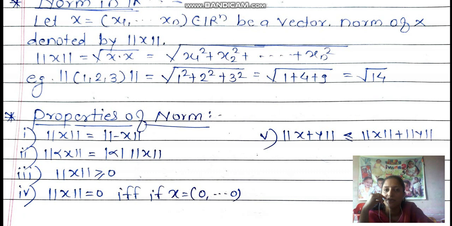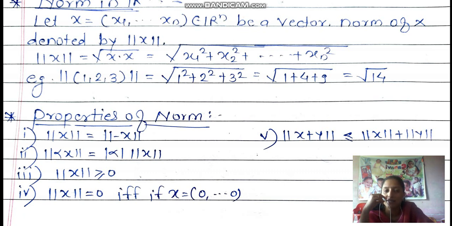Square root of 1 square plus 2 square plus 3 square is equal to root 14. Get it? Now what are the properties of norms? There are 5 properties of norms. First one is norm of x is equal to norm of minus x. That is, norm of positive vector and negative vector is same.